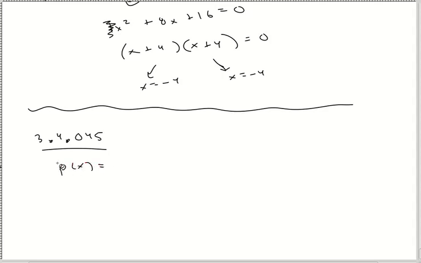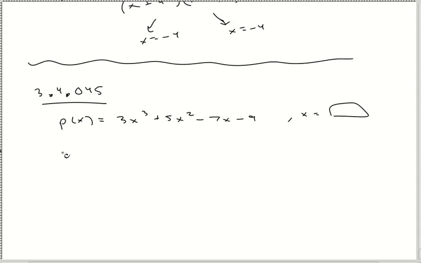P of x. P stands for polynomial, by the way. 3x cubed plus 5x squared minus 7x minus 9. Again, same thing. Find the zeros. Go from there. Well, my possible rational zeros here, I'm not going to graph it this time, are 9s and 3s. So 1, 3, 9. And then on the bottom, we got a 1 and a 3. So like 1/3 is a possibility. But besides that, I think it's just the numbers at the very top. So I'm going to just start trying numbers. Let's try 1. It's always a great number to start with.